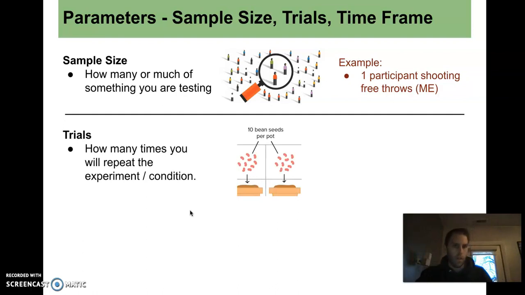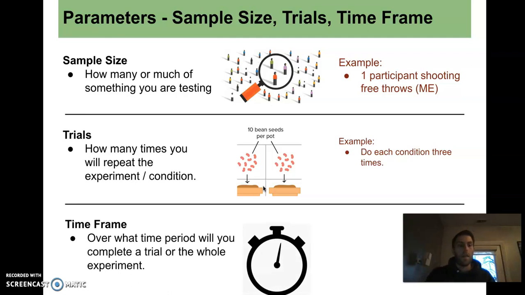Then we have trials, connected to sample size, but it's how many times we're going to repeat that experimental condition. Even though there's just a sample size of 1 with me, when we designed this experiment at the beginning of the year, we'd say I'll do this experiment 3 different times to get more data points. Maybe I'm running an experiment with plants, and for each condition I'm going to have 10 trials, 10 different beans, so 10 different experiments in this case.